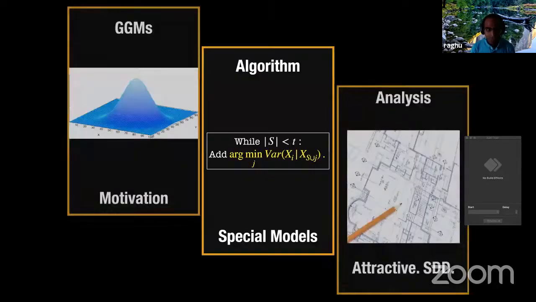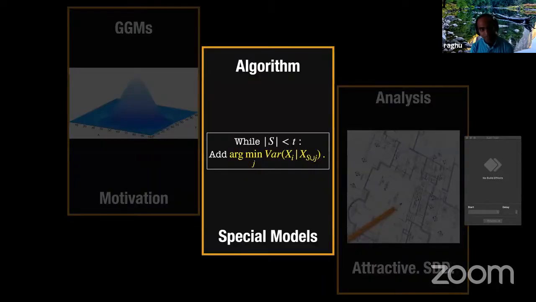Okay, so that's the summary of the first part of the talk, where I talked about what GGMs are, why we study them, and the main problem that we are trying to study. Let me now move on to talking about the special models that we'll look at and what the simple algorithm that I alluded to is.